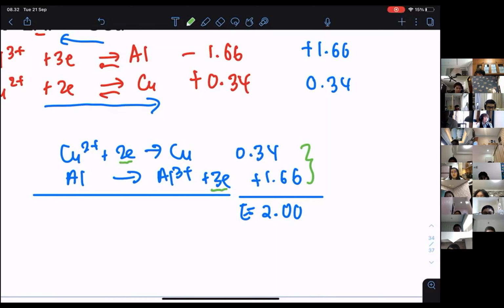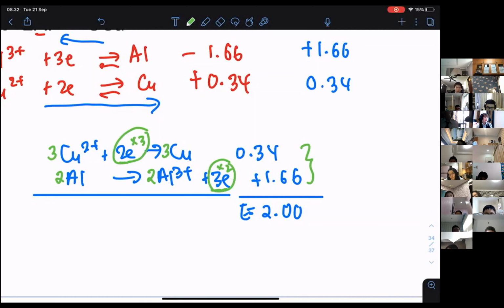You times this by 3, make it 6. You times this by 2, make it 6. It means that everything times by 3, everything times by 2. And you will get 6 electrons on the left, 6 electrons on the right. When you add these two, then you will eliminate the electron.